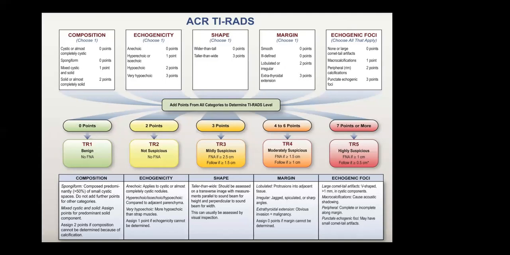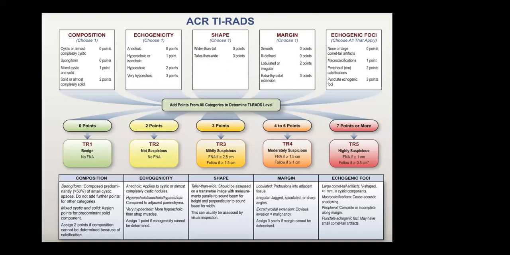Based on the points, the TIRADS level is given, TR1 to TR5. TR1 is benign and TR5 is highly suspicious. Further recommendations are also specified on this ACR TIRADS chart, whether to FNA, whether to follow up, and what the size recommendations should be. You can see that the size recommendation goes on decreasing as the TR level goes on increasing. So let's deal with each of these categories first.